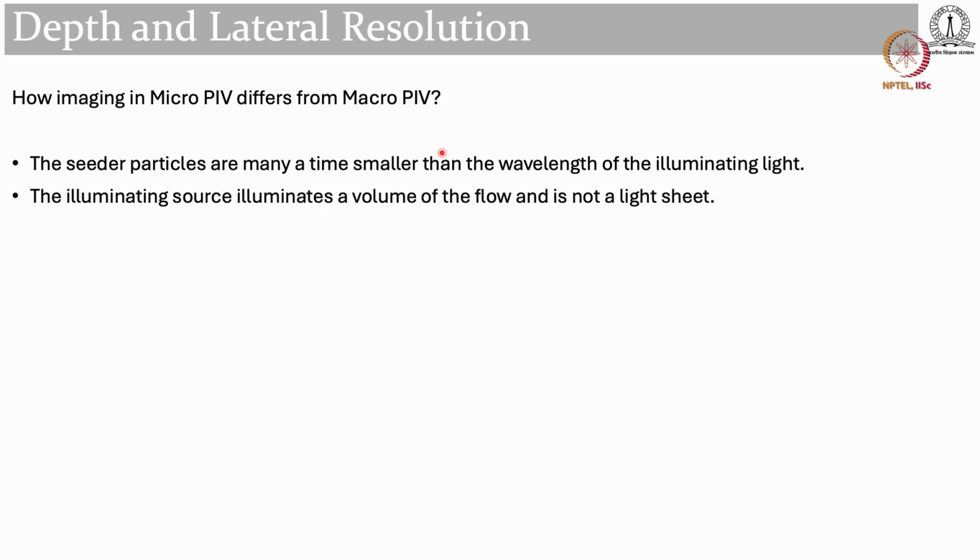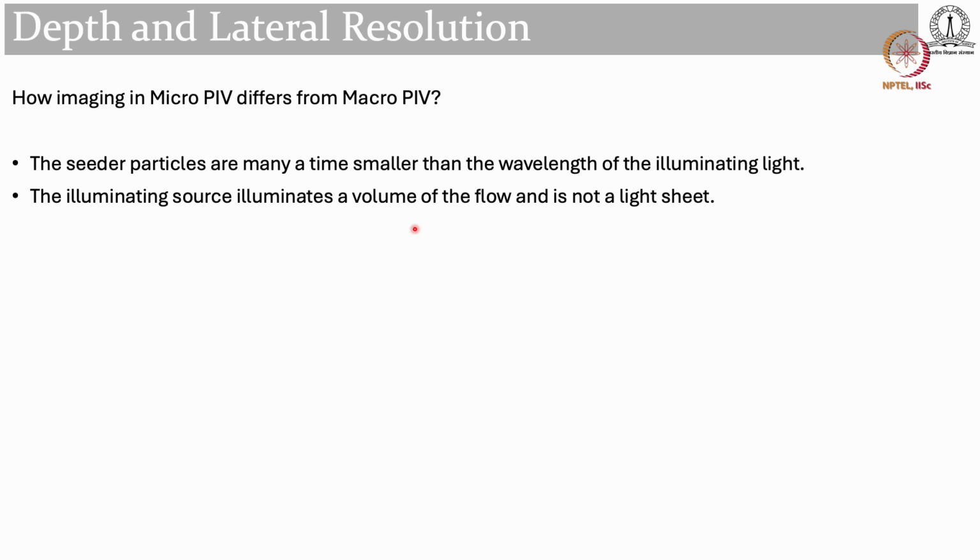The other thing is that the illuminating source illuminates a volume of the flow and is not a light sheet. It's a very relative thing, basically how you define a light sheet; it can again be considered a light sheet if you are seeing it in a much larger volume of test section. So in micro PIV we illuminate a volume of the flow and not a single plane, unlike in macro PIV where the region of interest is of much larger depth, and we can simply use a laser light of 1 mm to 2 mm thickness to resolve the particles.